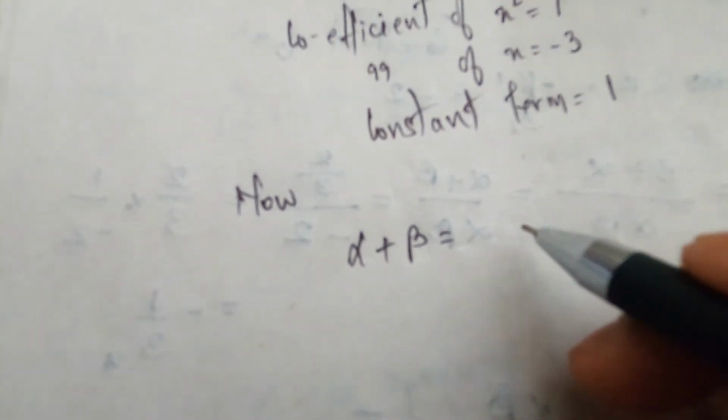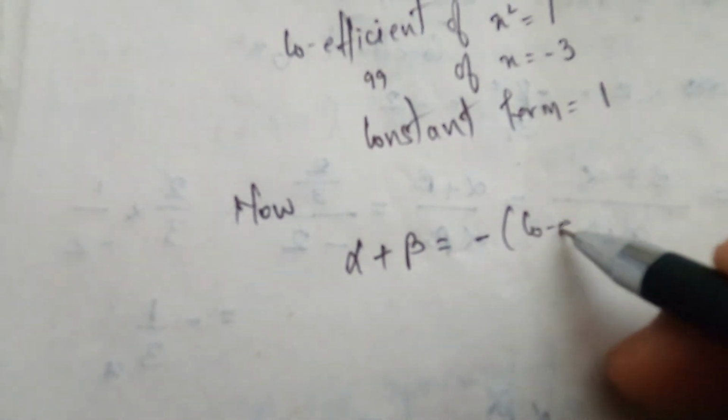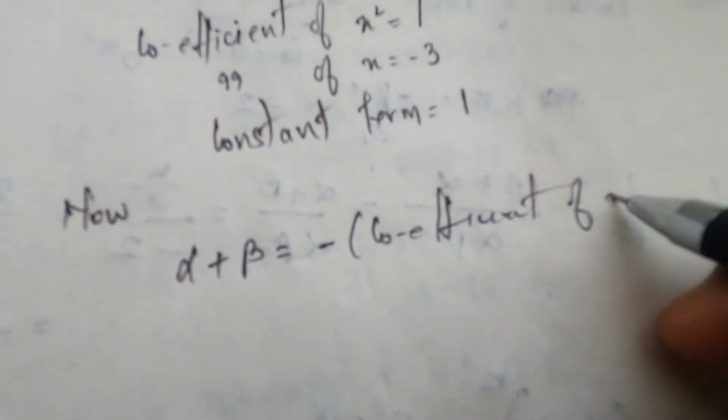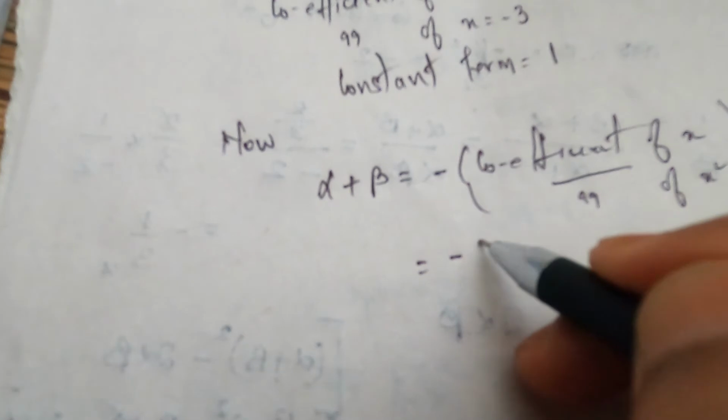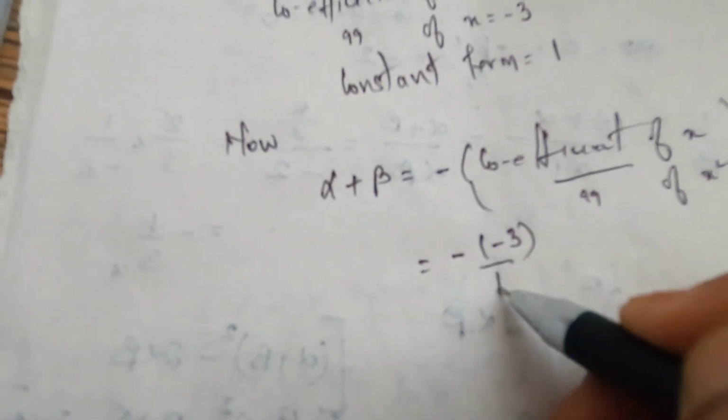Now sum of zeros. All right, so sum of zeros alpha plus beta is equal to minus coefficient of x by coefficient of x square, so it'll be equal to minus 3 by 1, which is equal to 3. So in this case, alpha plus beta will be 3.